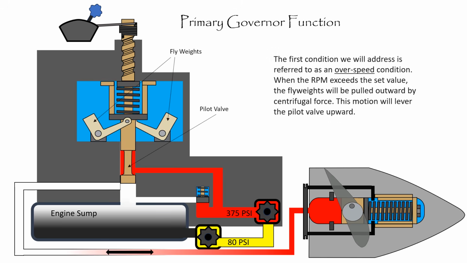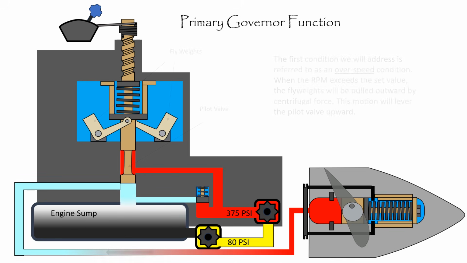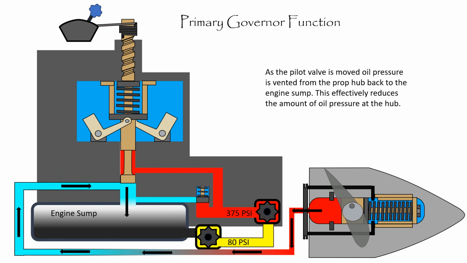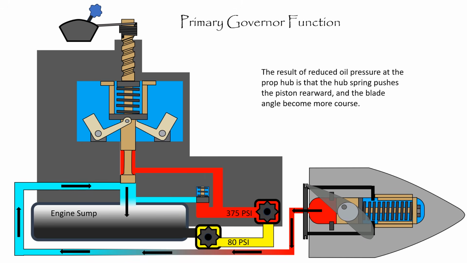The first condition we will address is referred to as an overspeed condition. When the RPM exceeds the set value, the flyweights will be pulled outward by centrifugal force. This motion will lever the pilot valve upward. As the pilot valve is moved, oil pressure is vented from the prop hub back to the engine sump. This effectively reduces the amount of oil pressure at the hub. The result of reduced oil pressure at the prop hub is that the hub spring pushes the piston rearward and the blade angle becomes more coarse.